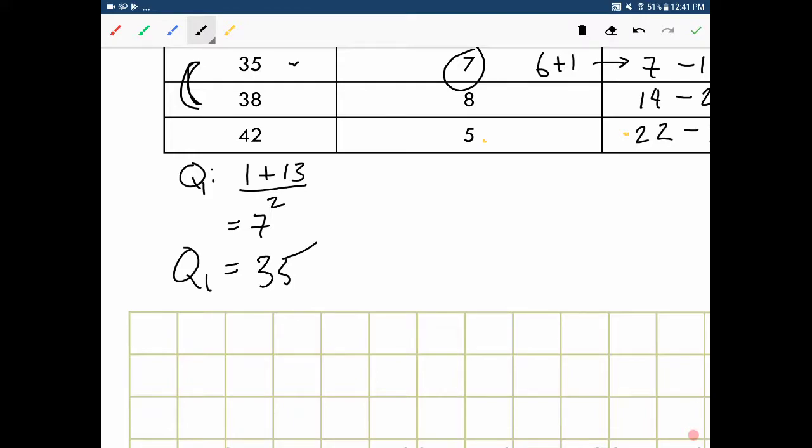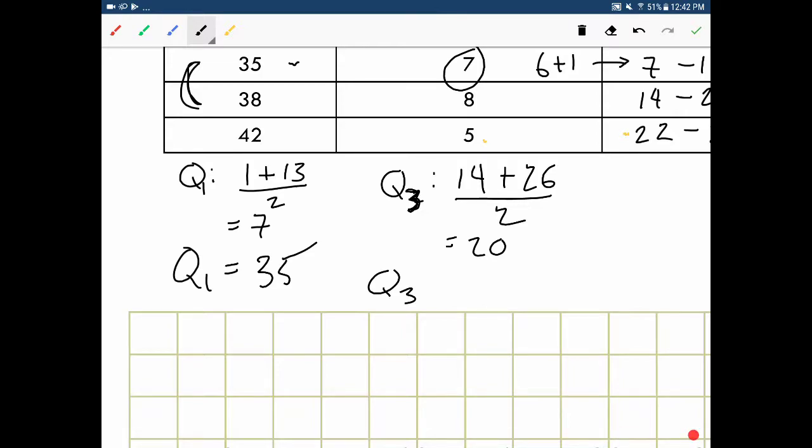Okay. So there we go. Now we're going to do Q3. We take the top half of the data, so we're looking at person number 14, we add person number 26, we divide by 2. So we'll get 40 divided by 2, so we want that to be person number 20. Oh, I labeled that wrong earlier, this should have been Q3. We already did Q2. So Q3 is just equal to wherever person number 20 was, and they were at 38.